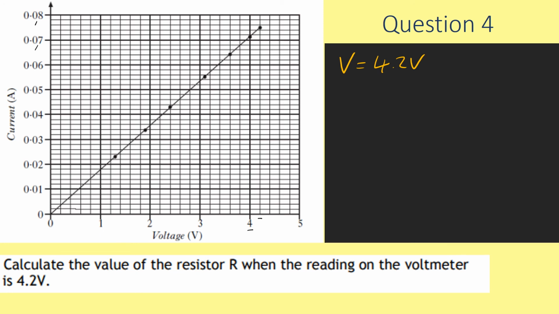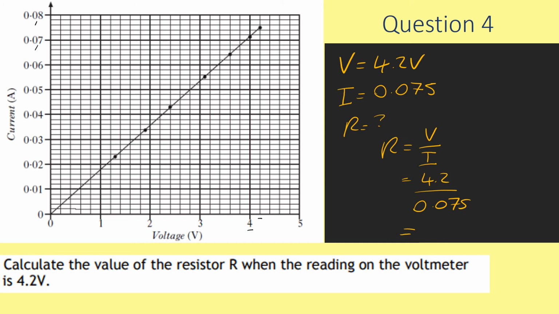So the SQA would only accept you to have an answer that's plus or minus 0.01. Ideally, we were looking for a value of the current to be 0.075. Now with the values of voltage and current, I can find resistance. Ohm's law, R is equal to V over I. So that's 4.2 divided by 0.075, giving me a value of resistance as being 56 ohms.